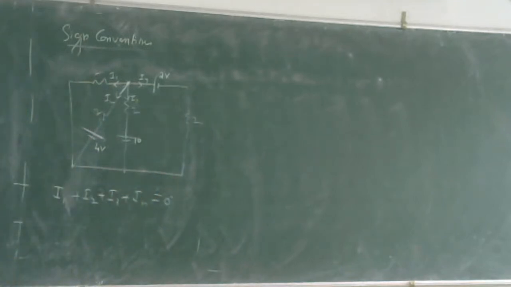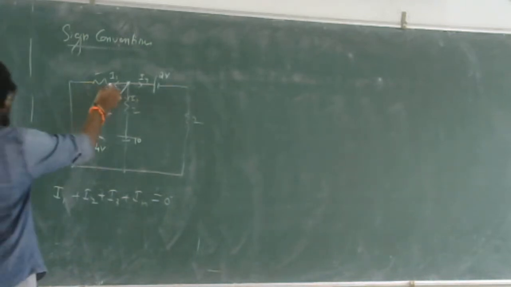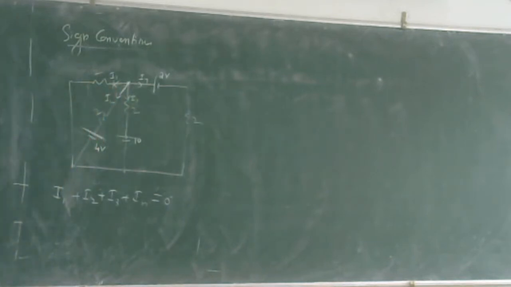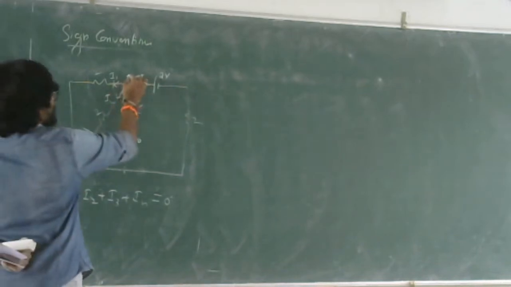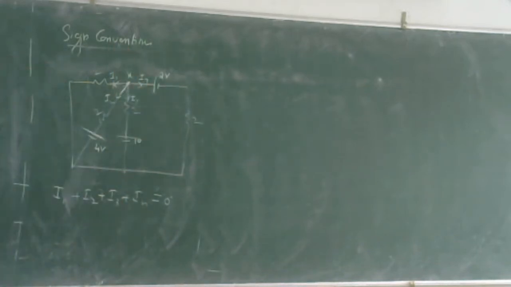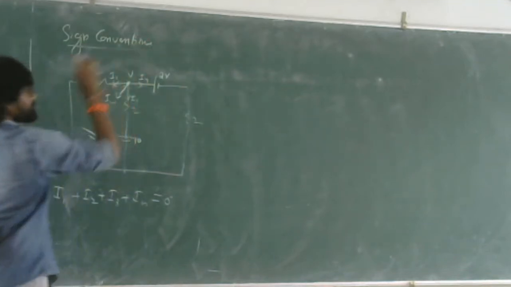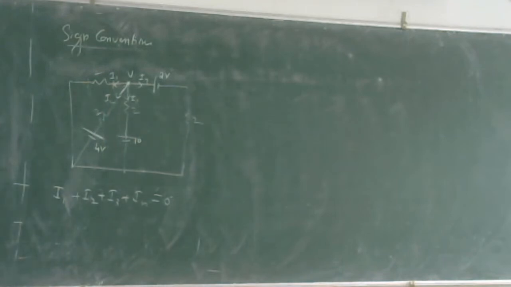But we know current is nothing but potential difference by resistance. The current across this is the potential difference across this by its resistance. We want the potential difference. For that purpose, let us consider this potential is some unknown potential V. If you know what this potential is, then it is easy to find out.